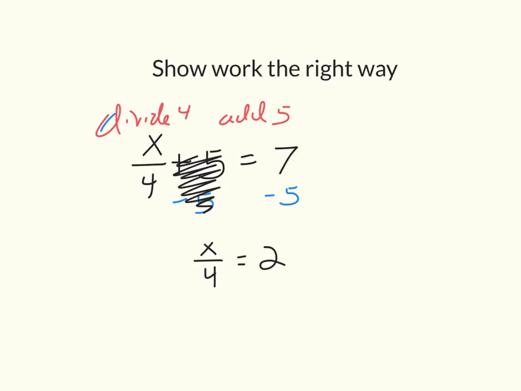What's the opposite of divide by 4? Well, that would be multiply by 4. So both sides get a multiply 4. That goes away. X equals 8. My equal signs are all lined up, so I'm good to go, and that's my answer.